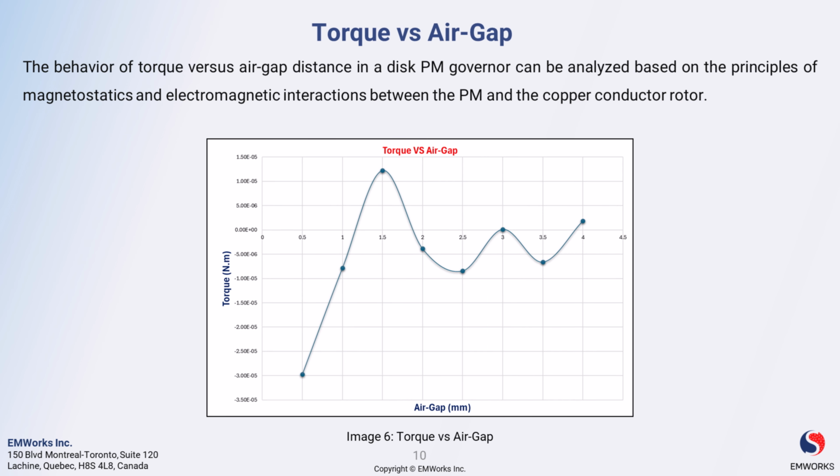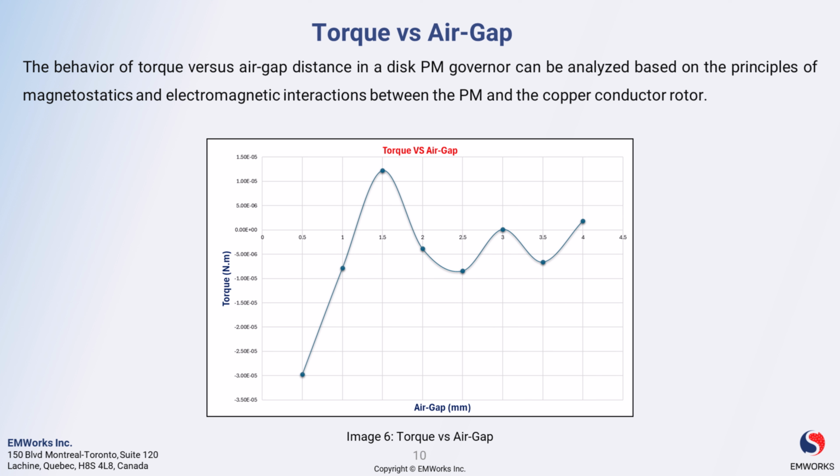Let's begin with the analysis results. The image on the slide depicts a graph showing the relationship between the torque generated by the disk permanent magnet governor and the air gap distance between the permanent magnets and the copper conductor rotor. The x-axis represents the air gap distance, while the y-axis represents the torque value. As the air gap distance increases, the torque generated by the governor tends to decrease.